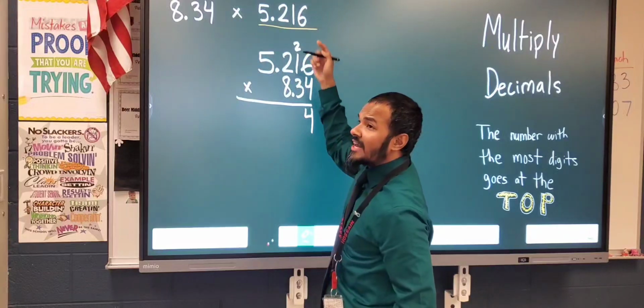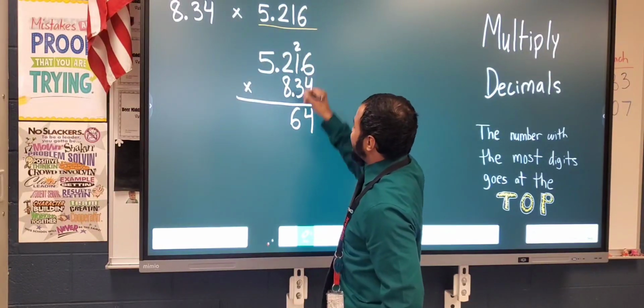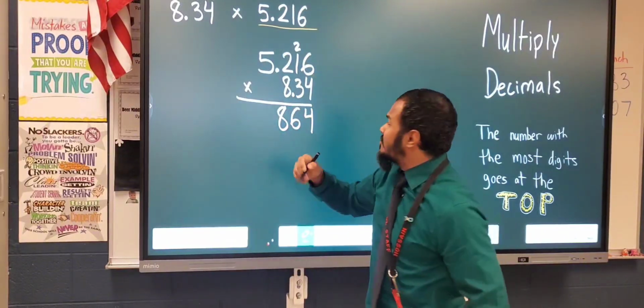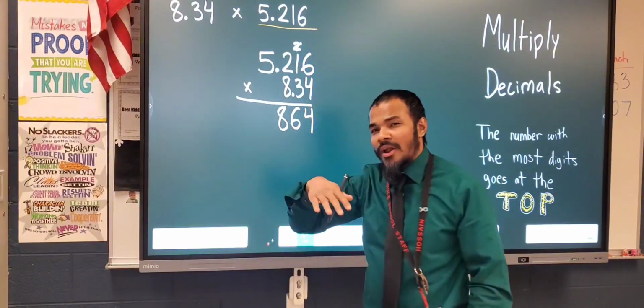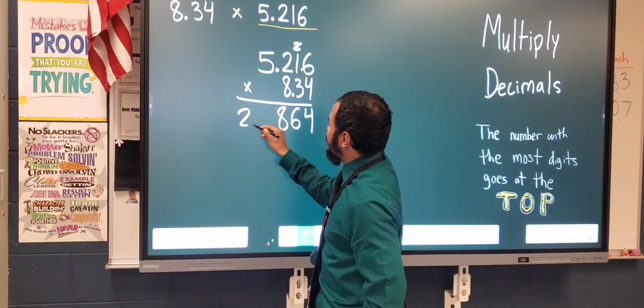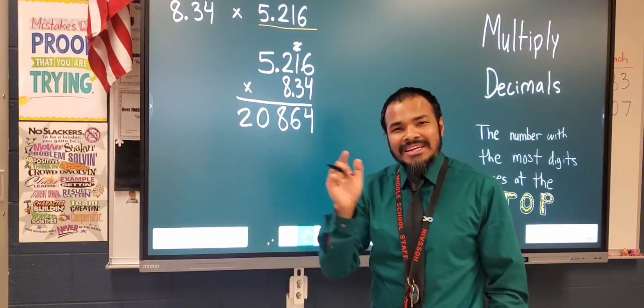4 times 1 is 4 plus 2 more is 6. 4 times 2 is 8. You know what I'm going to do? That 2 right there, since I already used it, I'm going to cross it out because I don't want to reuse it again. And then I'm going to do 4 times 5, which is 20. I am now finished multiplying the ones place value.